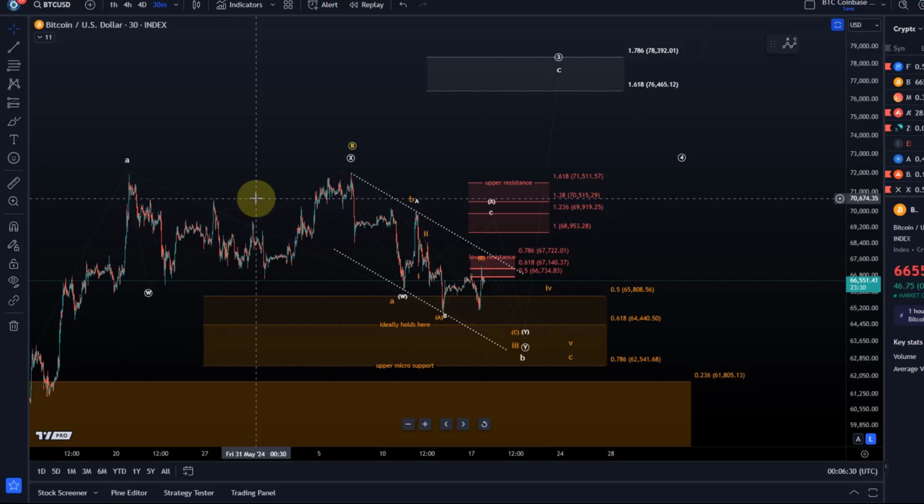What can I say? It's a range. We are still in a support area. And yeah, not much more to add. So of course, the bull in me would love the price to go up, but I'm not convinced yet. So I'll keep you updated.